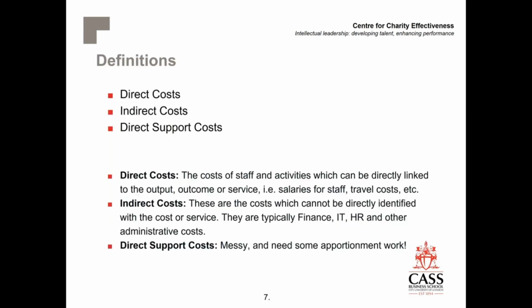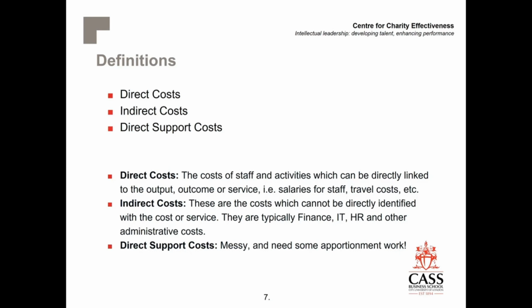So we're now at the point where we need to talk about definitions. Direct costs, indirect costs, direct support costs. Well, what do they mean? We're going to go to the bullets at the bottom. Direct costs are the costs of the activities, the work that you do that can be directly linked. So that might be salaries, staff, travel costs, right at the coalface. In other words, linking to the activities, the work that you do.